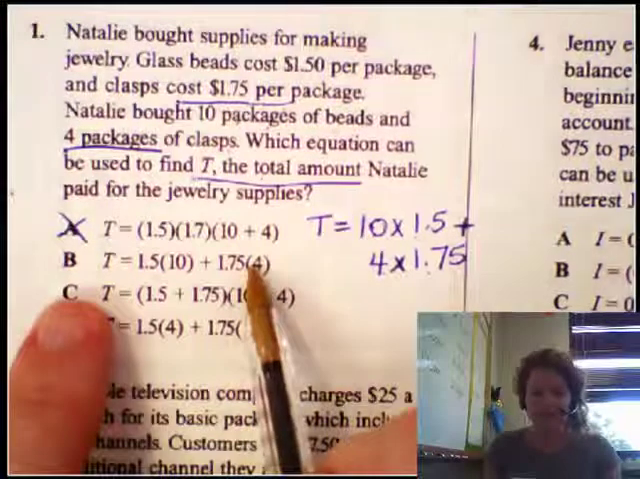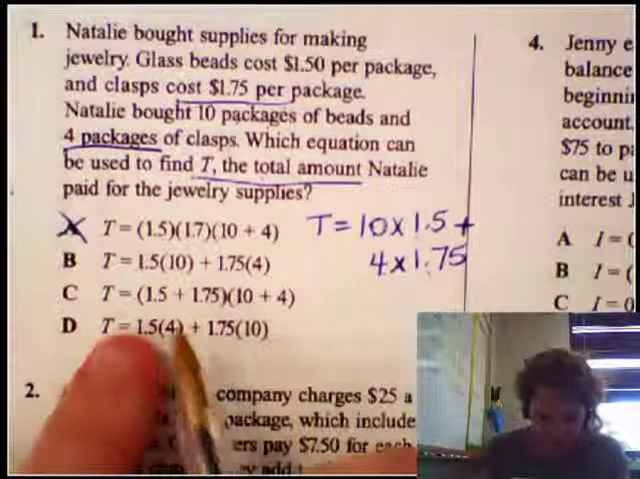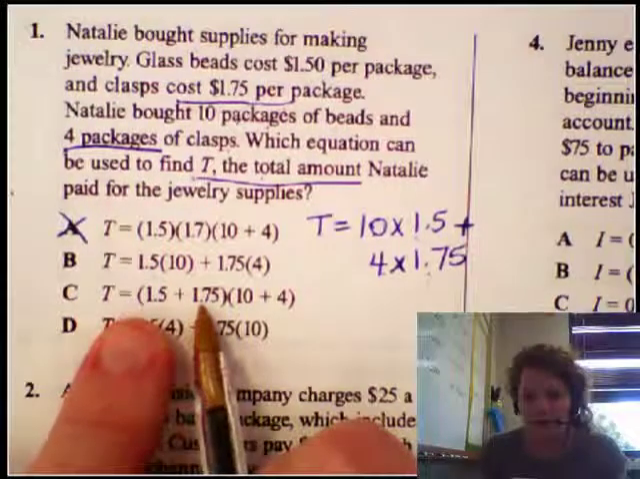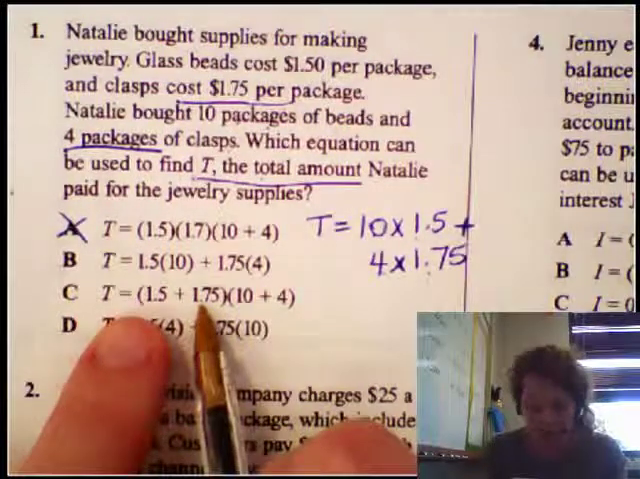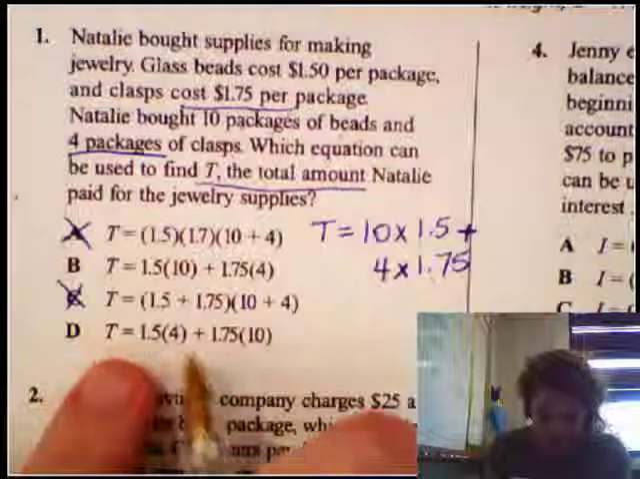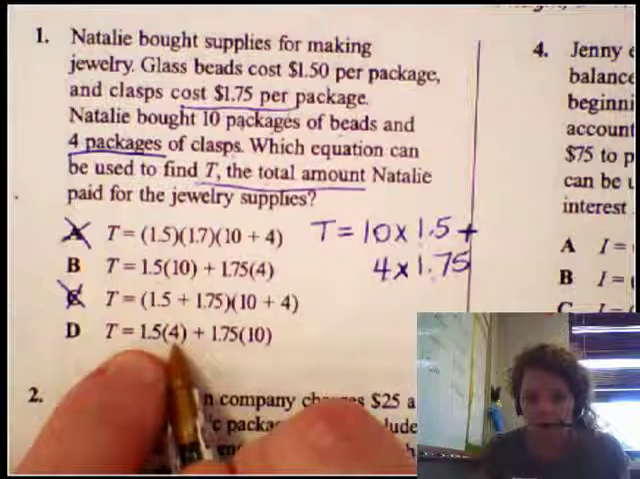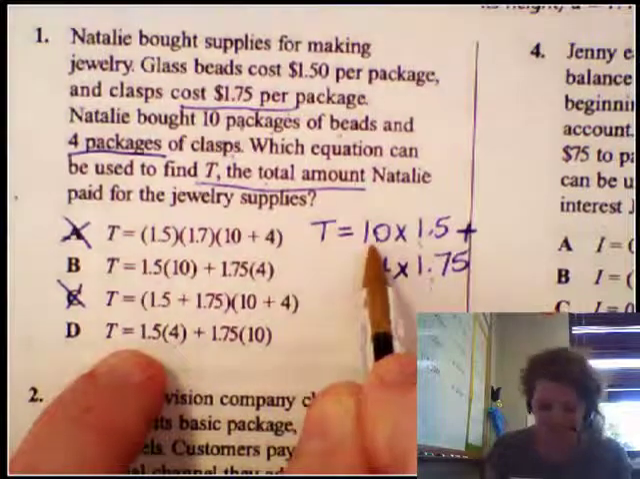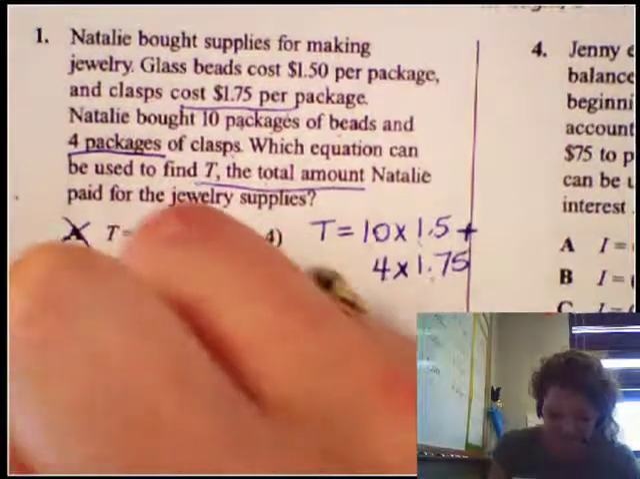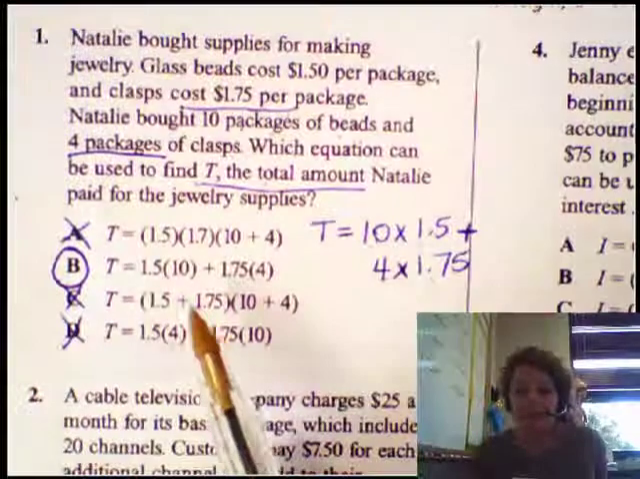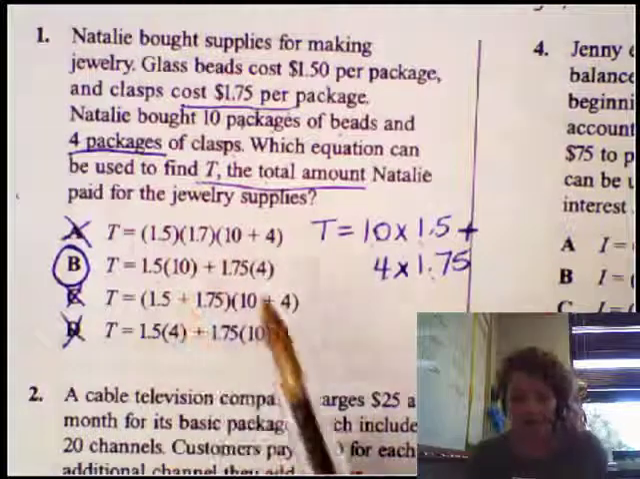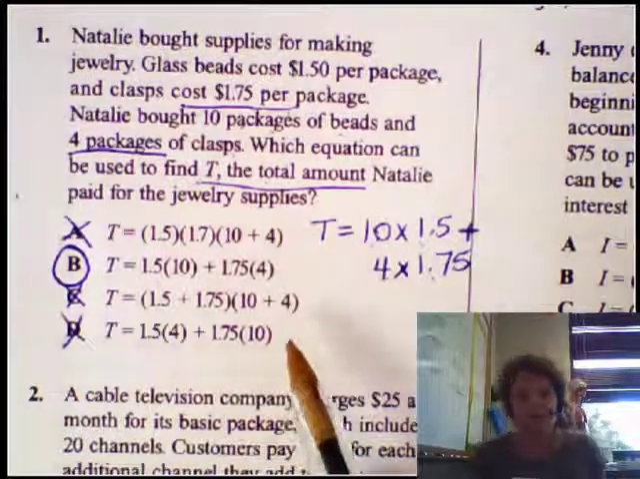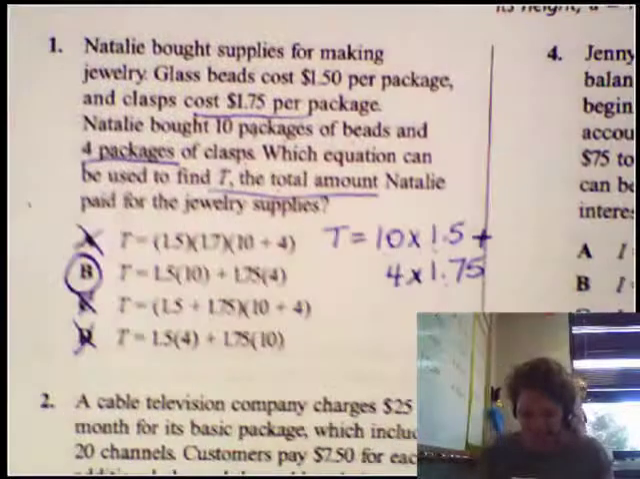So that looks like the best one, but let's just check the others. Did you add the 1.5 and 1.75? Not before we multiplied, so it's not that one. And then 1.5 times 4, nope, the 1.5 should be times the 10. Excellent. So now we see that the best choice is B, but you can see how if you just started by looking at these answers, you'd get really confused really quickly. Okay? Let's move to the next one.